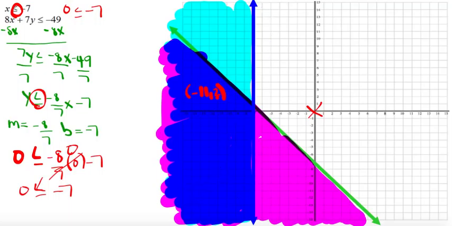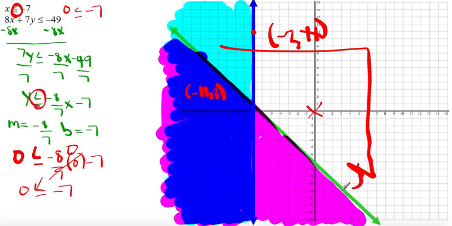And then for my non-solution, it's everything in the light blue, in the pink, and then the white. So you can pick any point really. So for example, this point right here is not a solution. So it's at negative 7, 11. And it's not a solution, even though it's on the line, because it's not in the dark blue area. So all of this is not a solution.